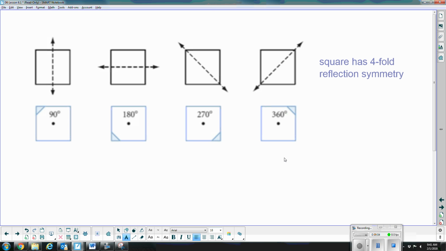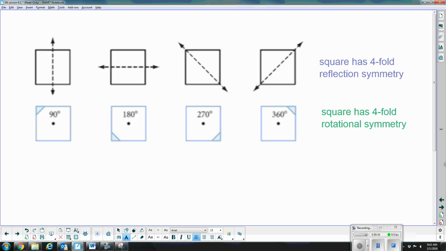Now the same is true with rotational symmetry. A square, you can rotate it at 4 different spots between 0 and 360 degrees, and you have 4 figures that coincide with the original image. So a square has 4-fold rotational symmetry.